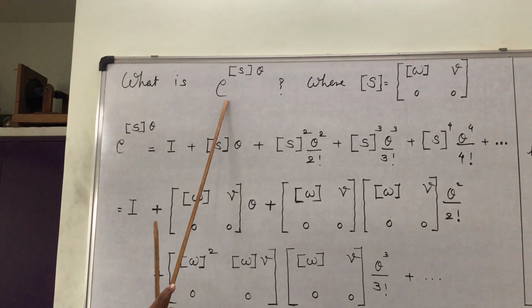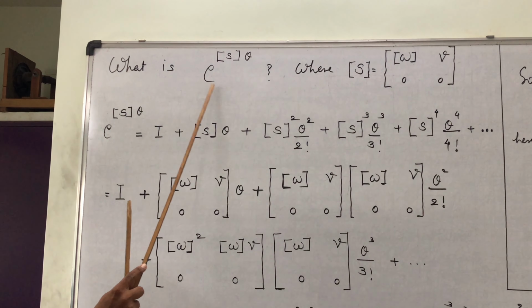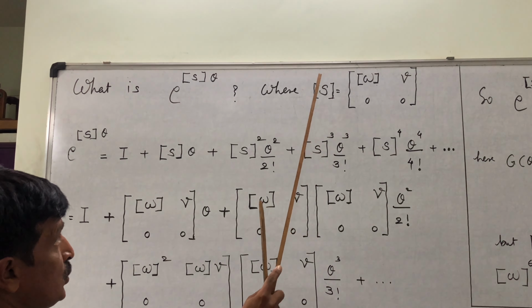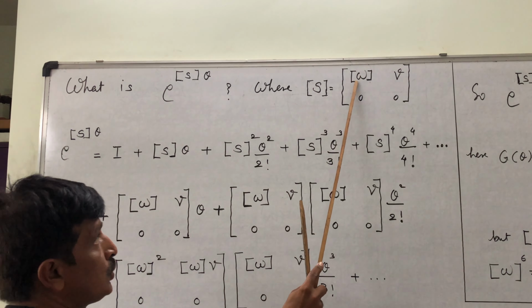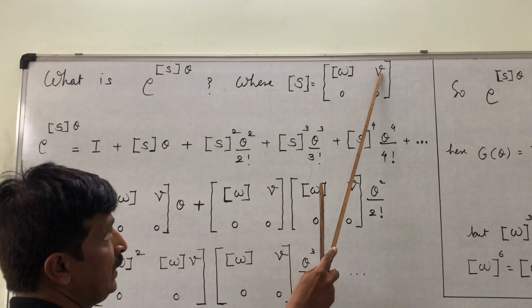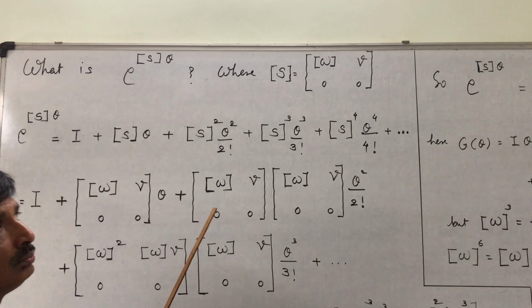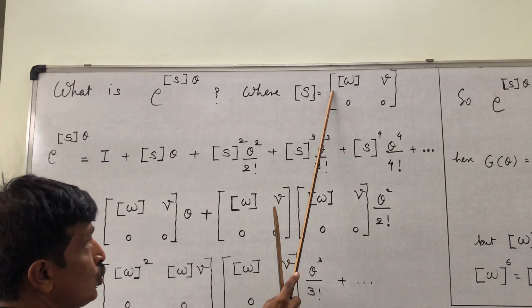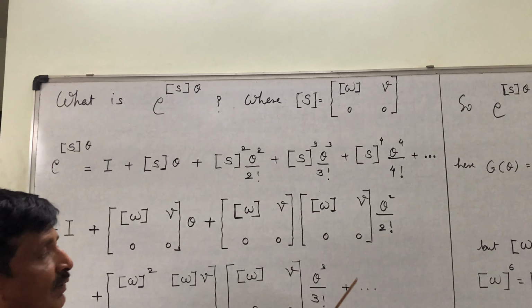Today we will study about e raised to s theta. What is e raised to s theta? Where s is the twist matrix, skew symmetric omega, v, 0, 0. Omega is the axis of rotation and it's a skew symmetric matrix. v is the velocity.